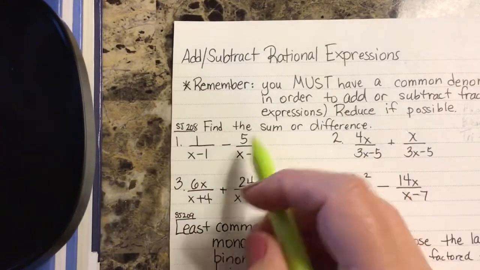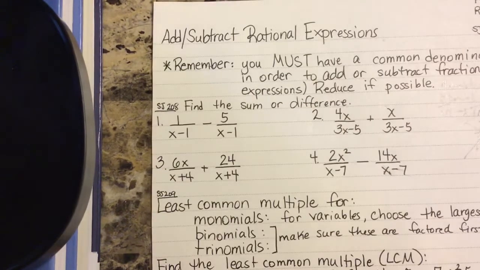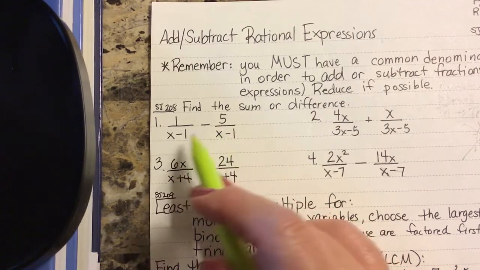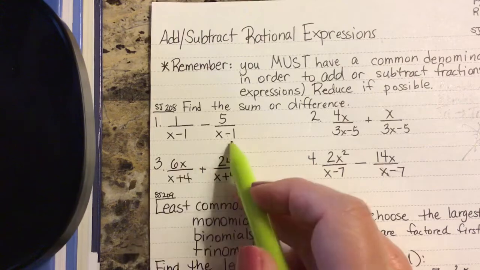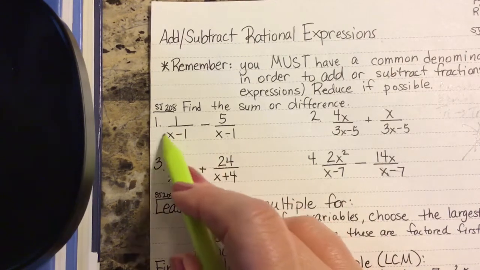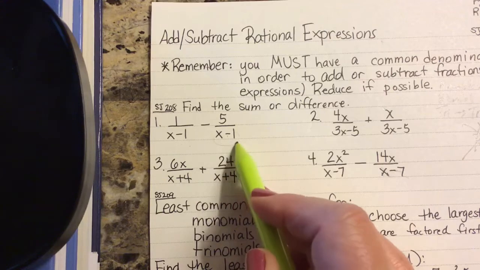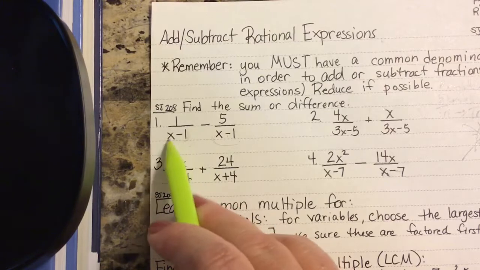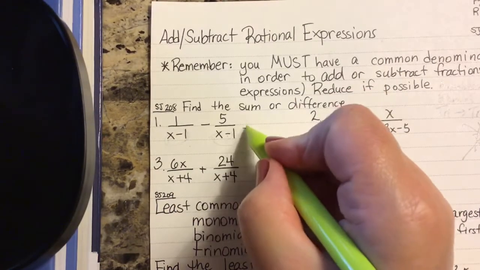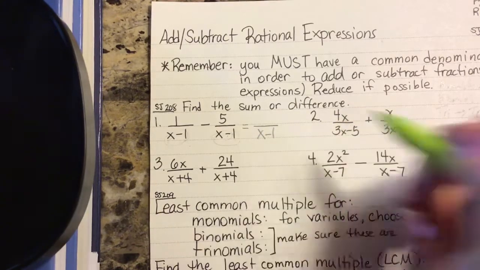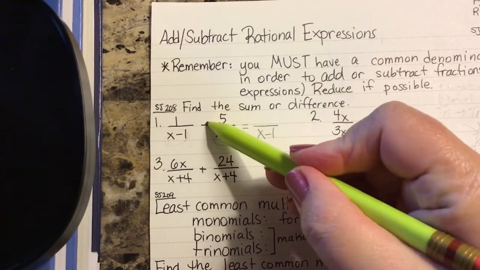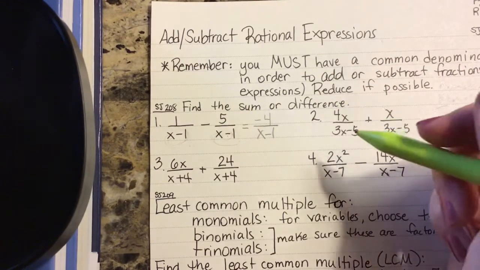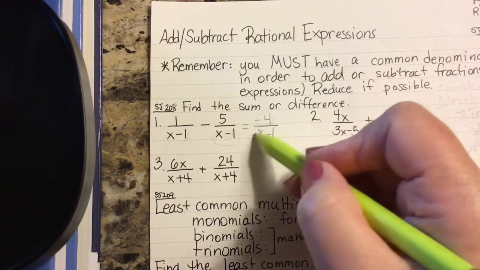Okay, so let's get to the lesson for today. Find the sum or difference. The first thing I'm going to do is subtract these two rational expressions. Do they have a common denominator? X minus 1, that entire denominator, and this entire denominator are the same. You don't look at these as x and negative 1 and negative 1. This is x minus 1, this is x minus 1. Yes, I have a common denominator, so I'll keep that denominator. Then I will subtract my numerators. 1 minus 5 is negative 4. Can I reduce anything? No, I cannot.